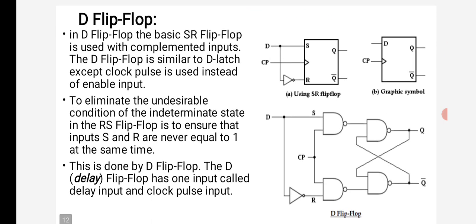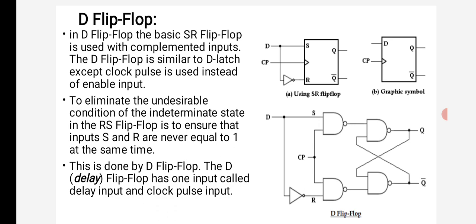Then the D flip-flop. In the D flip-flop, the basic SR flip-flop is used with complemented inputs. The D flip-flop is similar to the D latch except a clock pulse is used instead of an enable input. To eliminate the undesirable condition of the intermediate state in the SR flip-flop, we ensure that inputs S and R are never equal to 1 at the same time. This is done by the D flip-flop.